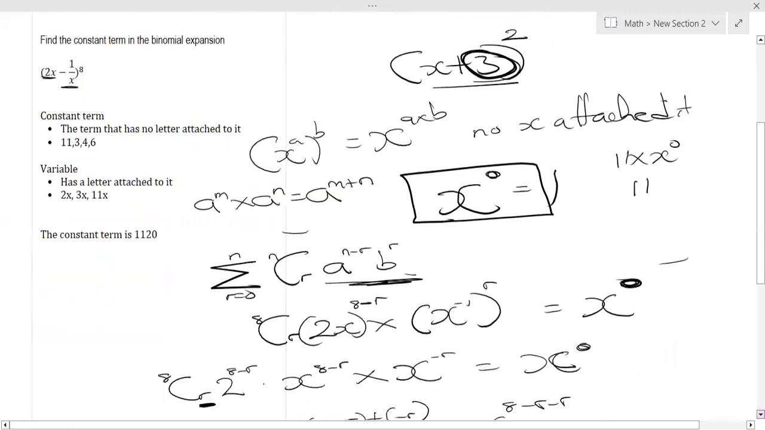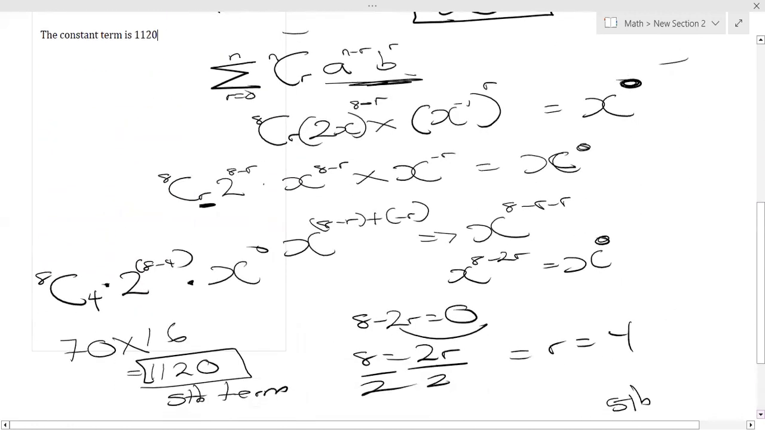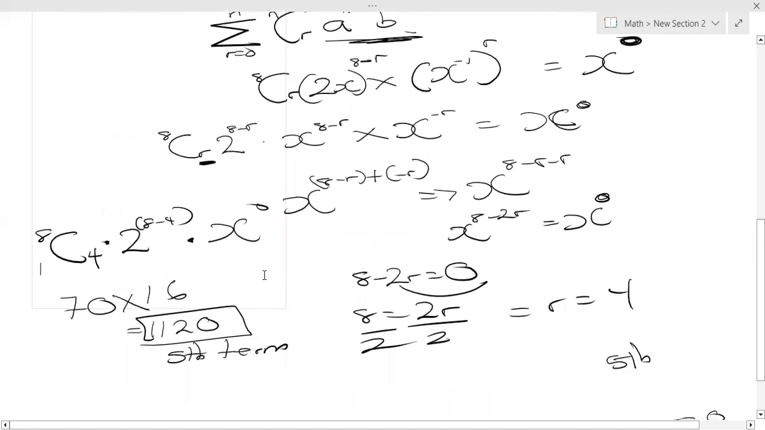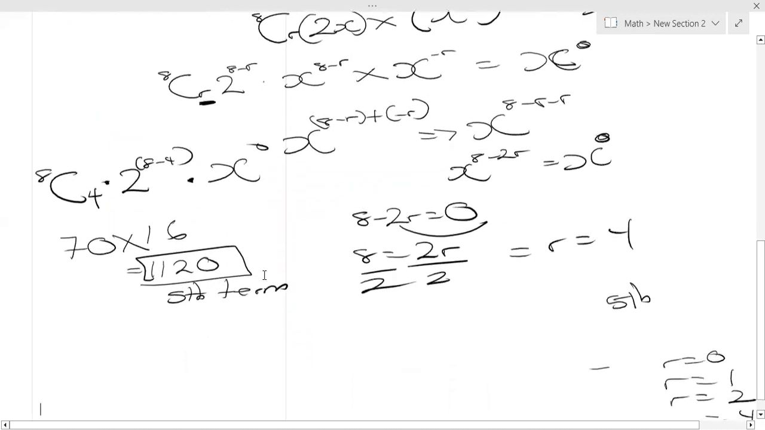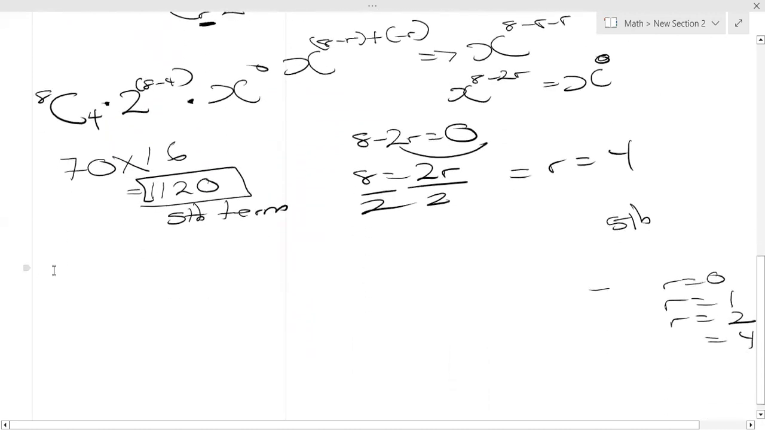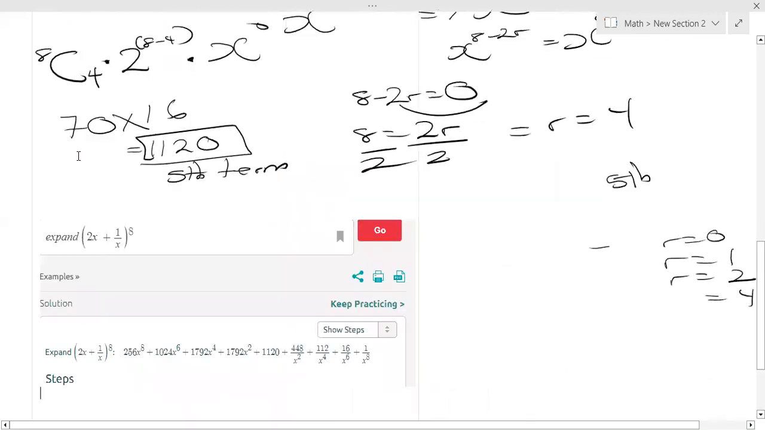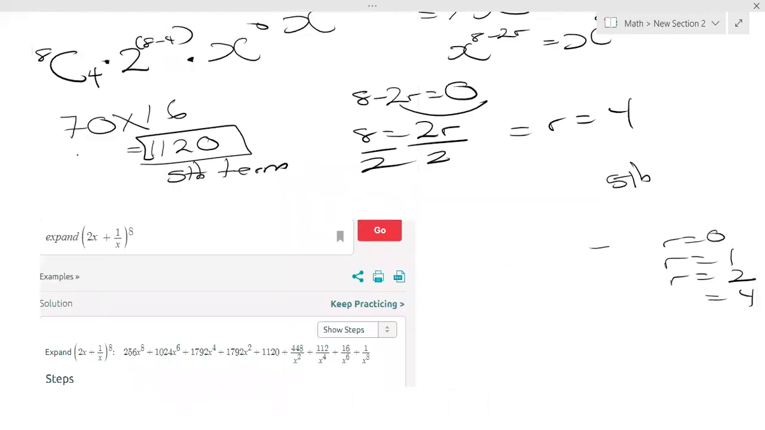Okay, so our constant term is 1120, right? So let's see if this is actually correct. So let me come here and show you. Okay, so I just went there to expand and see. So let's see the first 1, 2, 3, 4, 5. Our fifth term is what? 1120. So this is how you can do it. So you don't always have to expand, depending on the term they ask you to find. Okay, you don't always have to expand. I mean, you just have to be creative.